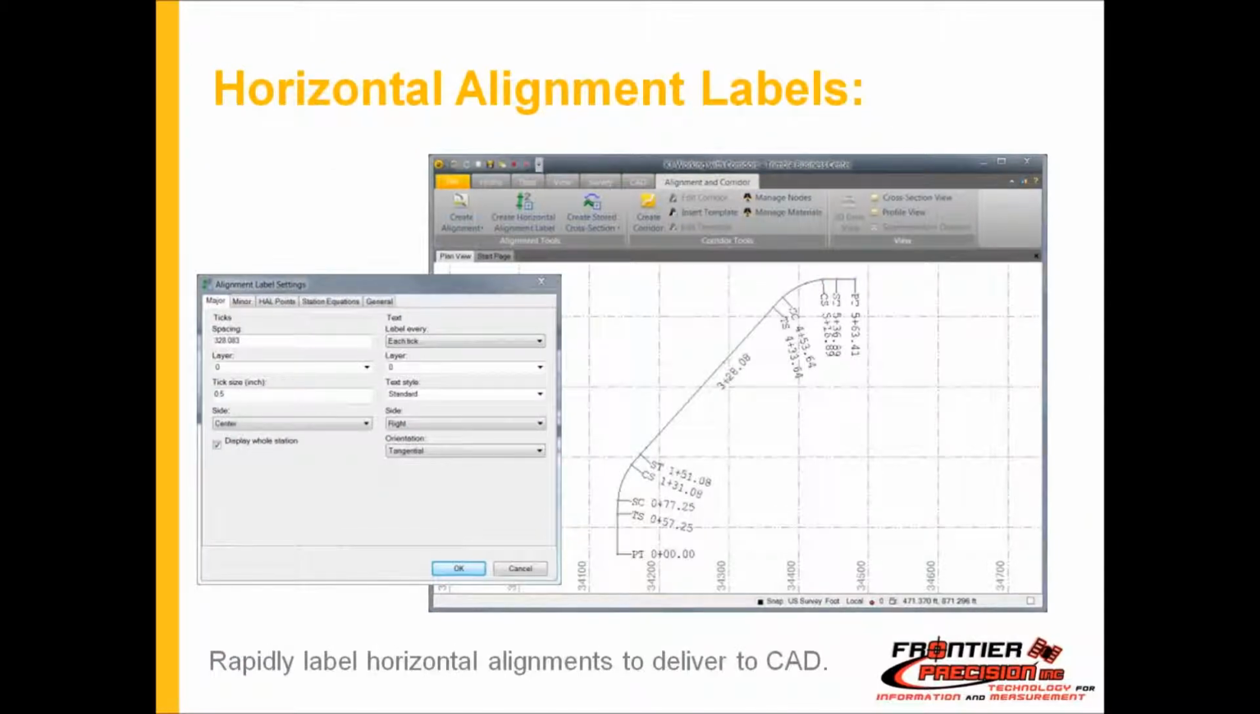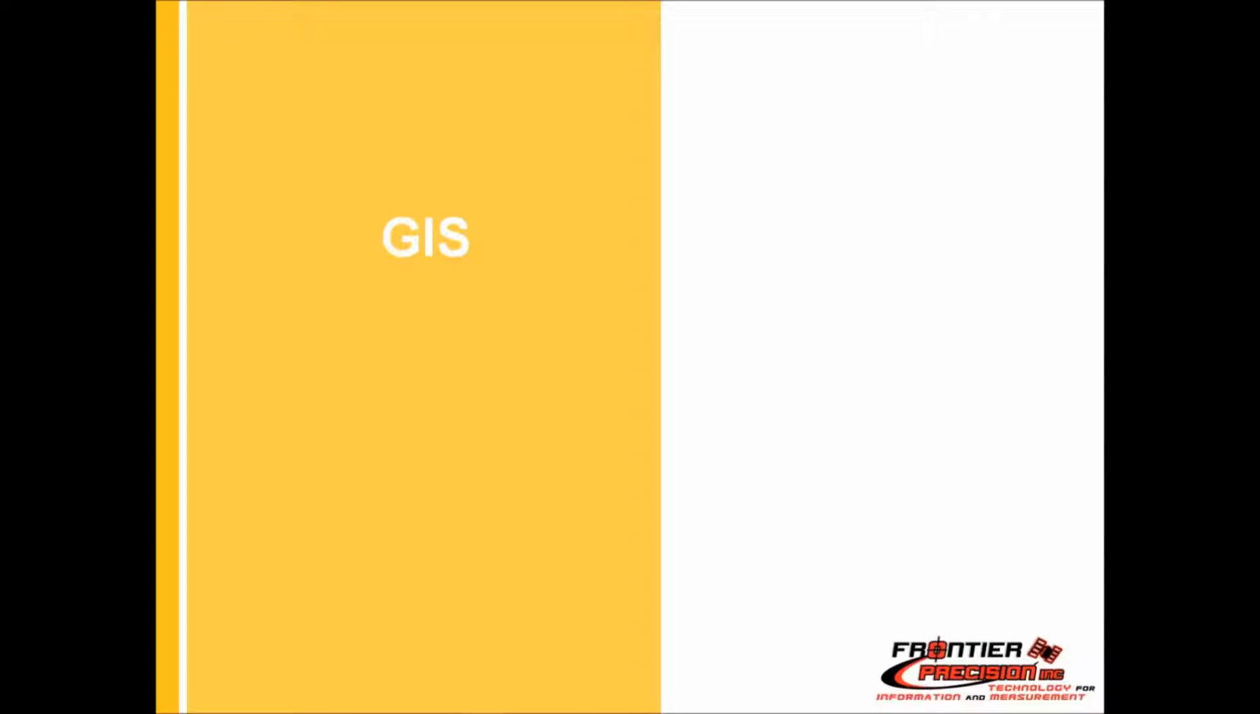There's also full support for creating circles. Pretty self-explanatory. You can easily create circles for whatever you may need to do. It's more of a CAD drafting feature. As well as the now support for horizontal alignment labels. So you can see just in the image here, you can label horizontal alignments and deliver them to CAD. That was always kind of a biggie that was asked for as well, is how do we label these alignments. So that is now added.